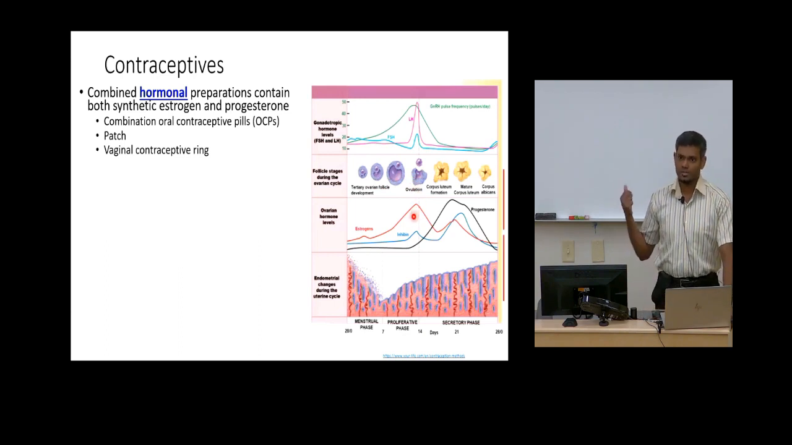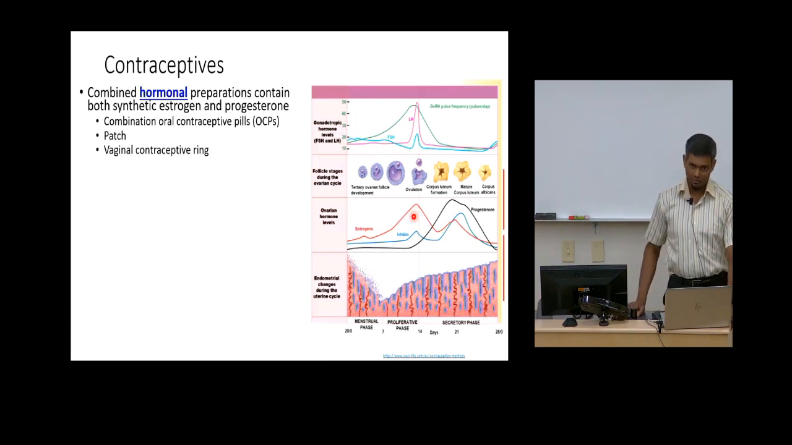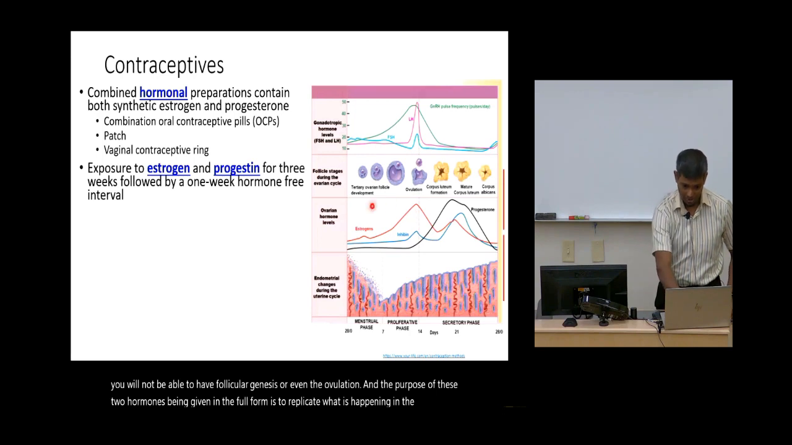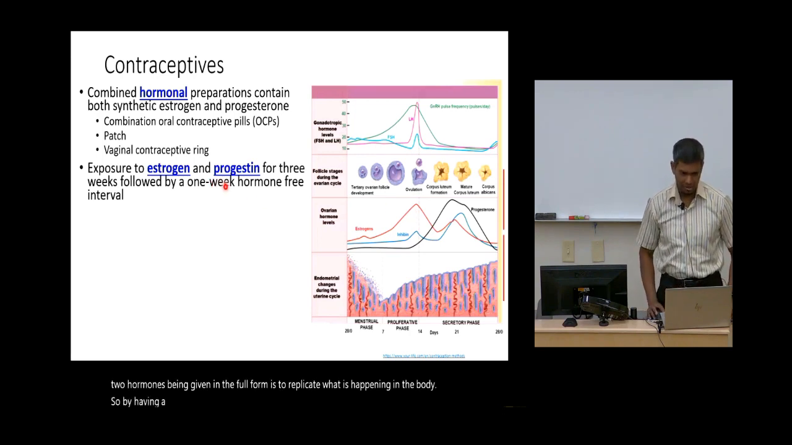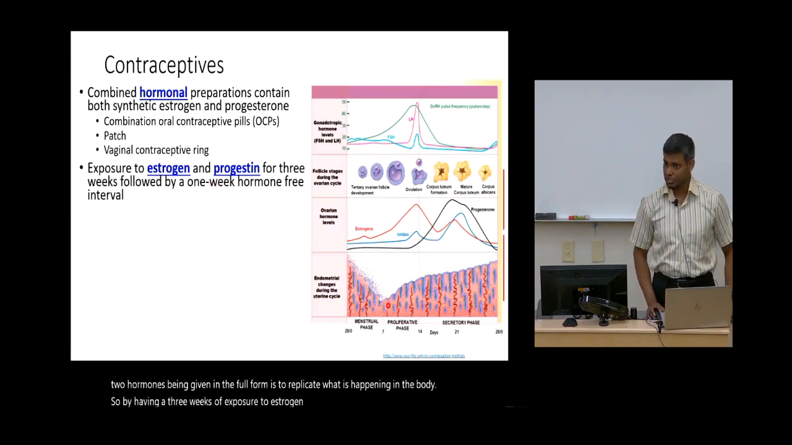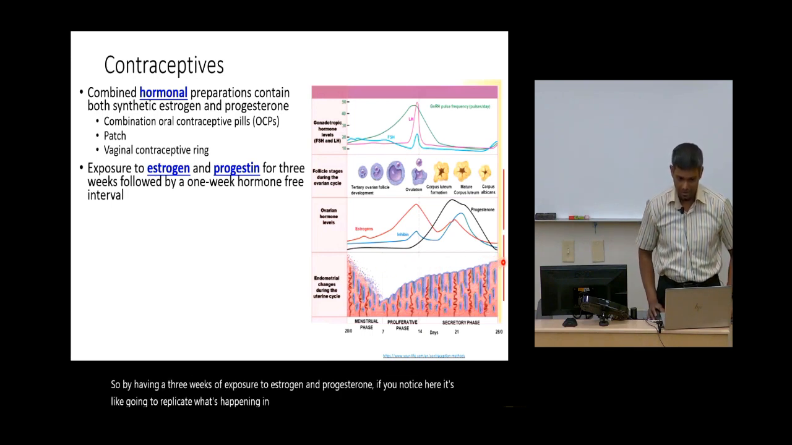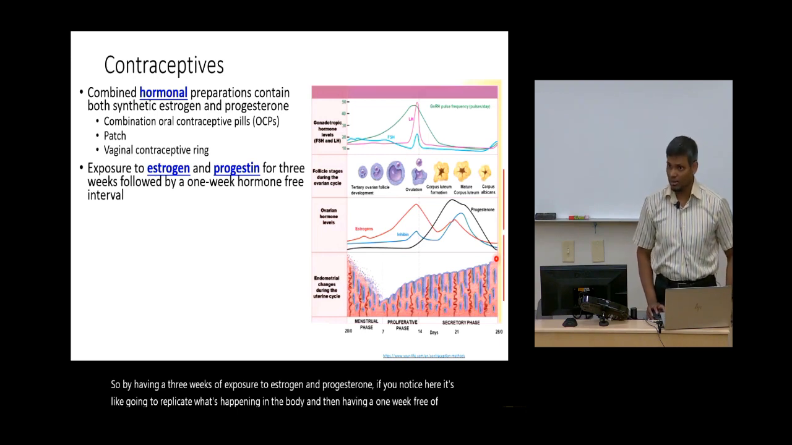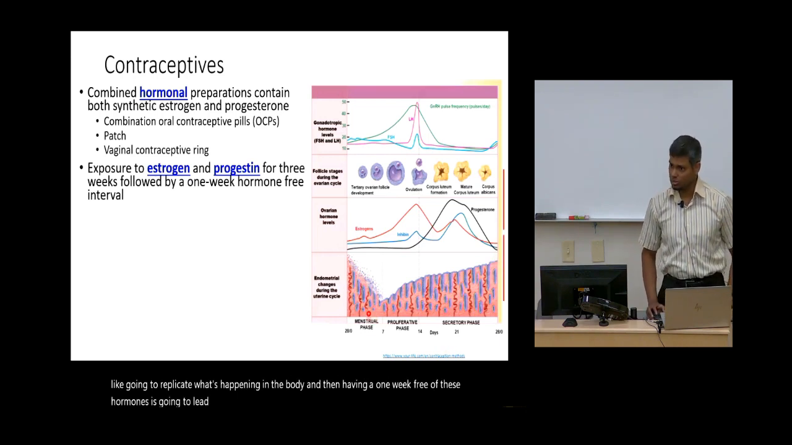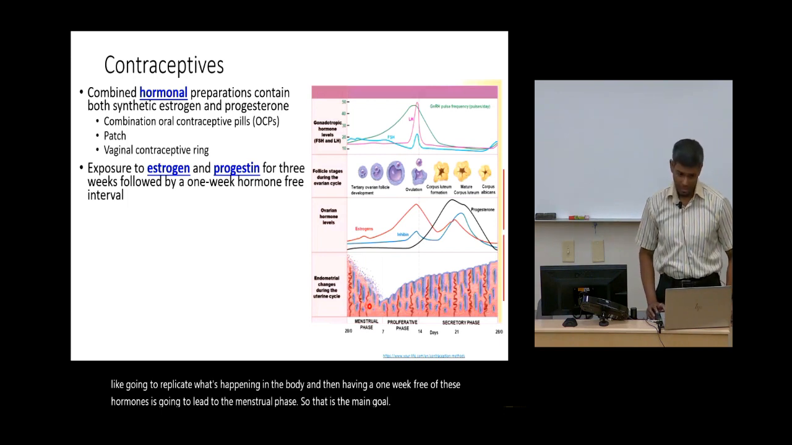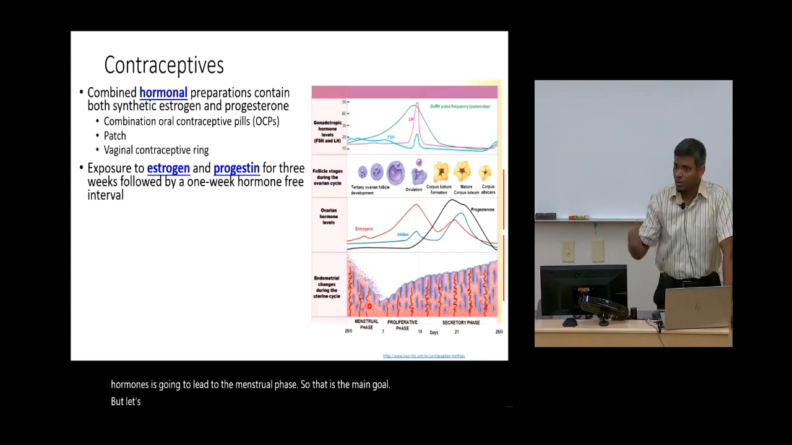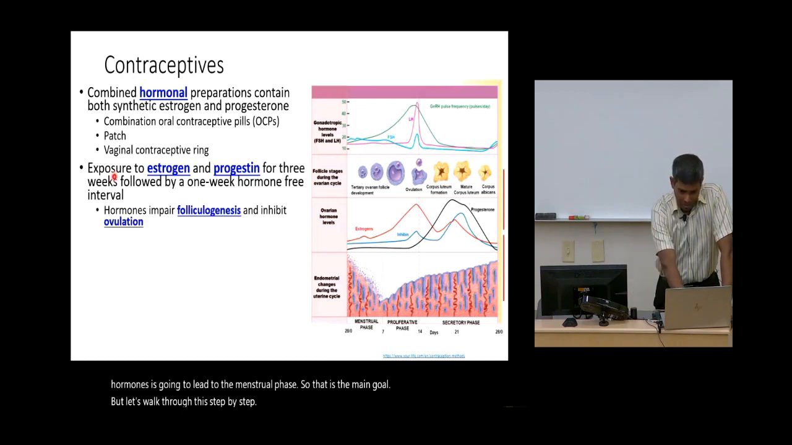And the purpose of these two hormones being given in the pill form is to replicate what is happening in the body. So by having 3 weeks of exposure to estrogen and progesterone, if you notice here, it's going to replicate what's happening in the body, and then having 1 week free of these hormones is going to lead to the menstrual phase. Right? So that is the main goal. But let's walk through this step by step.